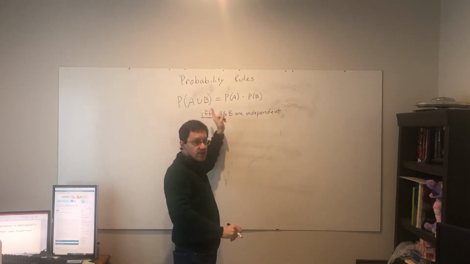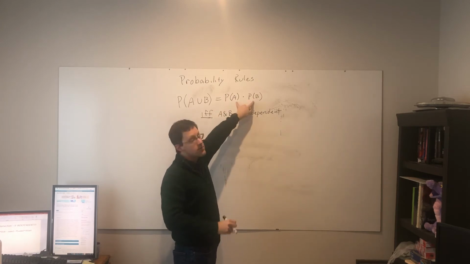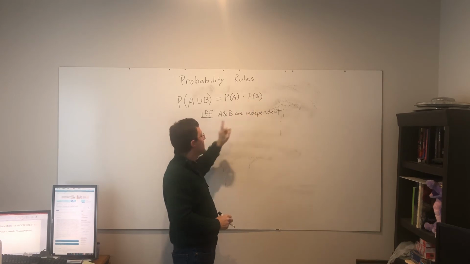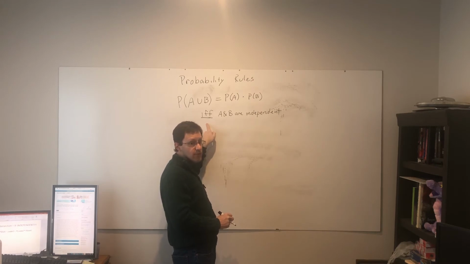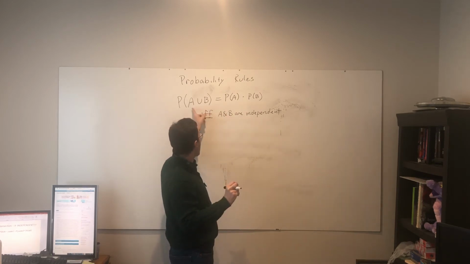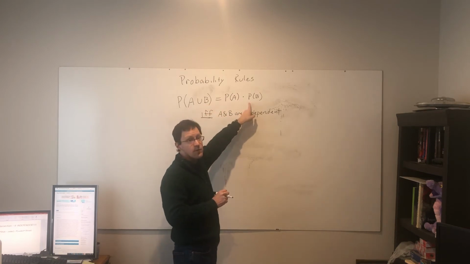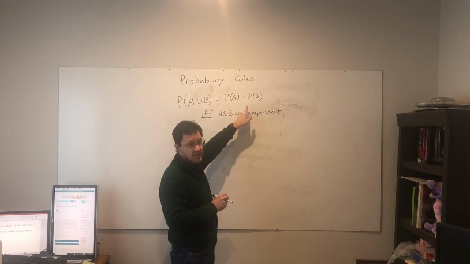The probability of the union of A and B is simply their product. The probability of A times the probability of B, if and only if. And that's what this if with two F's means. If and only if they are independent. If they are not independent, if A makes B more likely, it will be more than this. If A makes B less likely, it will be less than this.